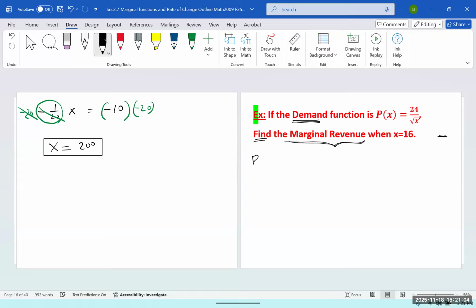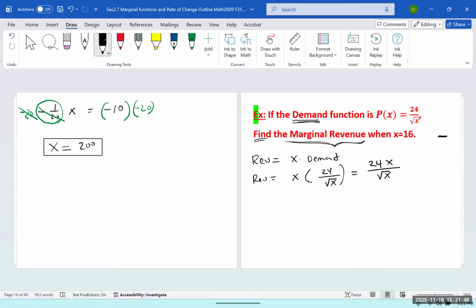So how can you connect these two pieces of information? First we need to find the revenue. If you find the revenue, then you can find the derivative of the revenue. So revenue is X times price. If price is not given, but demand is given, then it's X times demand. So that's how you relate the two. Revenue is X times demand, and then we can take the derivative of the revenue. So revenue is X times 24 divided by square root of X, which is 24x divided by square root of X.